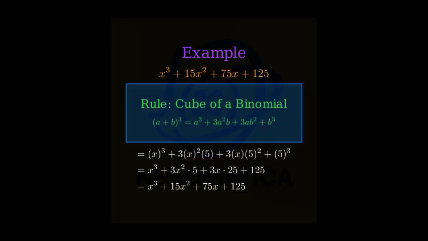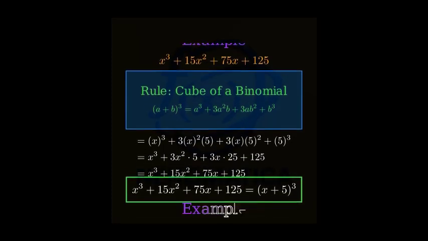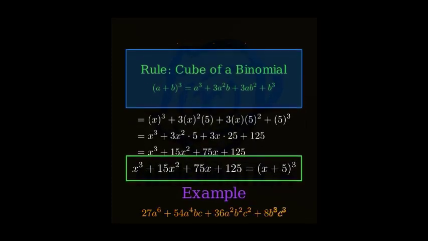Now that we've matched our expression to the cube of a binomial pattern, we can write our expression as (x + 5) all cubed. Let's try another example. This time, we have 27a to the 6th power plus 54a to the 4th power bc plus 36a squared b squared c squared plus 8b cubed c cubed.